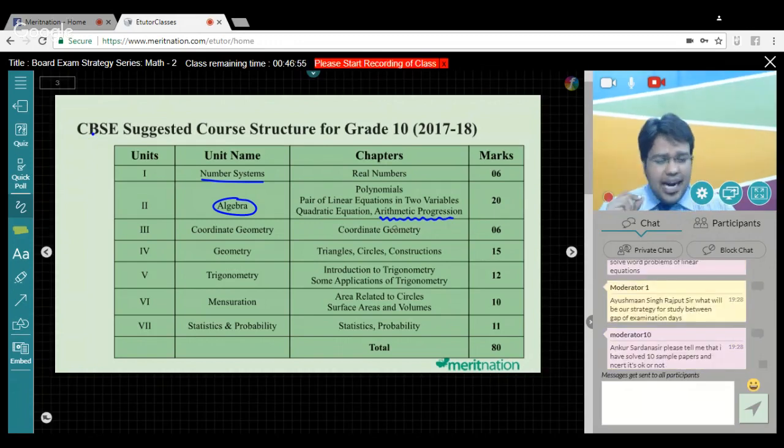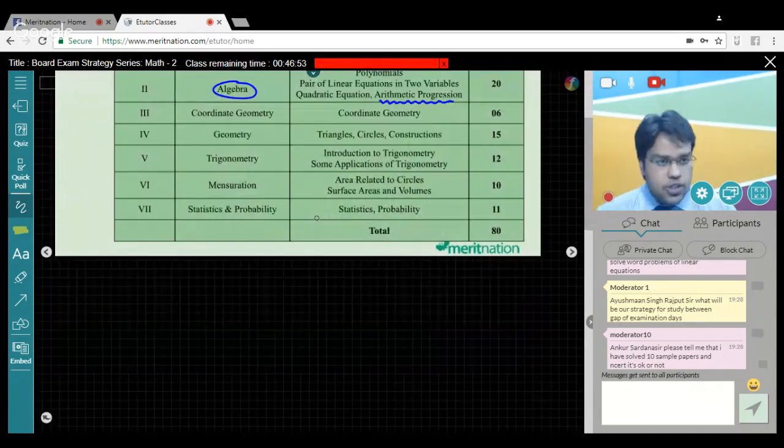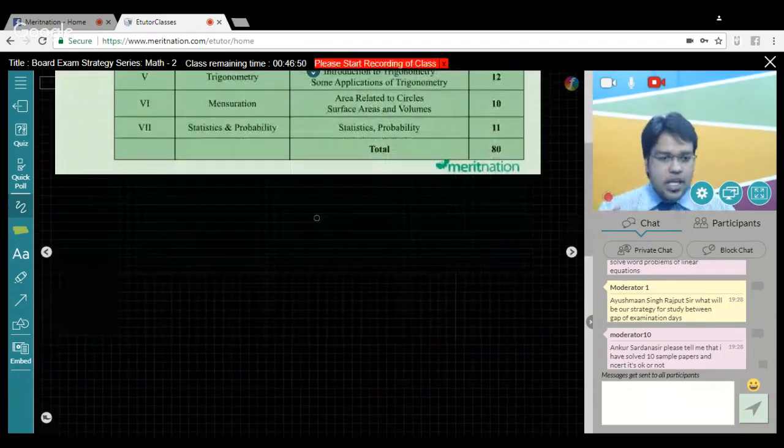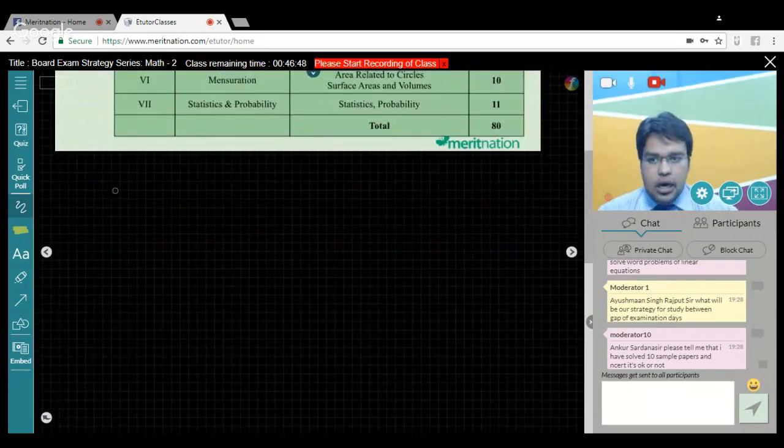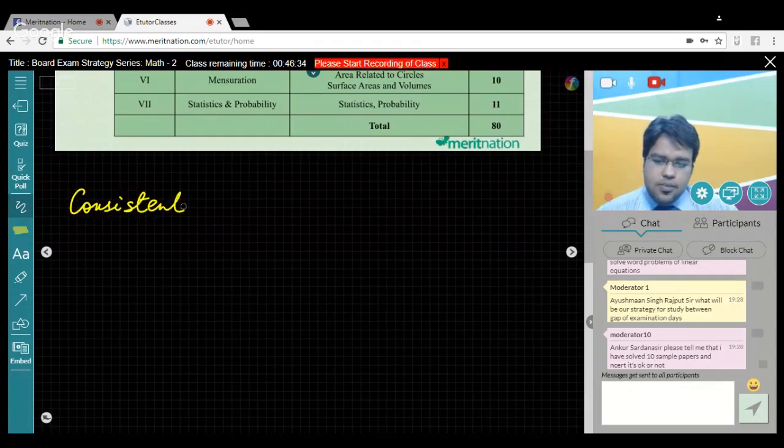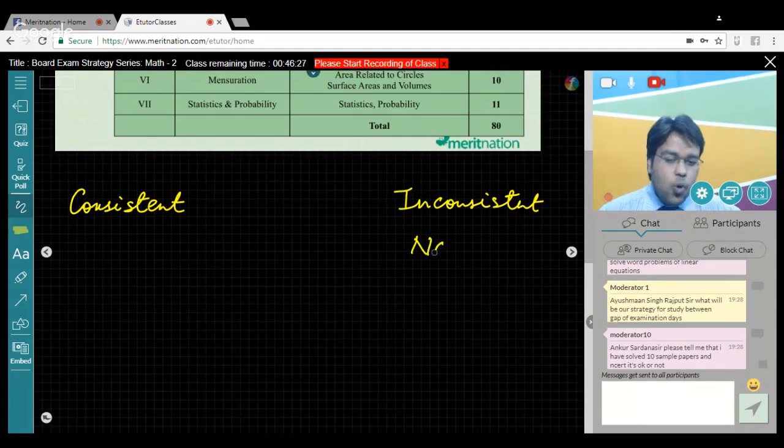But a very vital thing about a pair of linear equations is that you are going to be asked about the consistency and inconsistency of a system, right? I am sure everybody knows about the 2 types of systems we have: the consistent system and the inconsistent system. An inconsistent system basically implies we have no solution. There is no solution for the given system of linear equations.